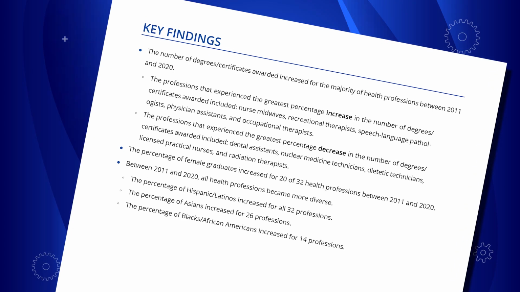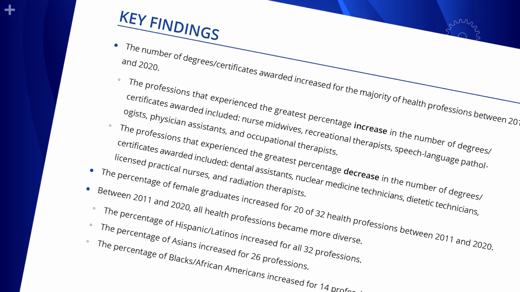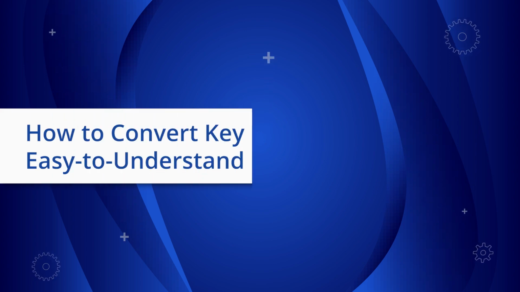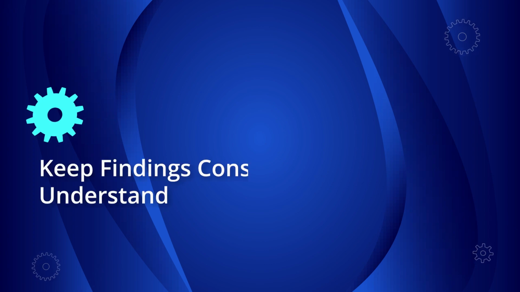Okay, so you've chosen your 3 to 5 key findings. Now it's time to make them clear, concise, and easy to read. That's what we'll look at in the next section, how to convert key findings into concise, easy to understand language. A key finding doesn't need a lot of context. What's most important is that it is clear, concise, and easy for the largest audience to understand.